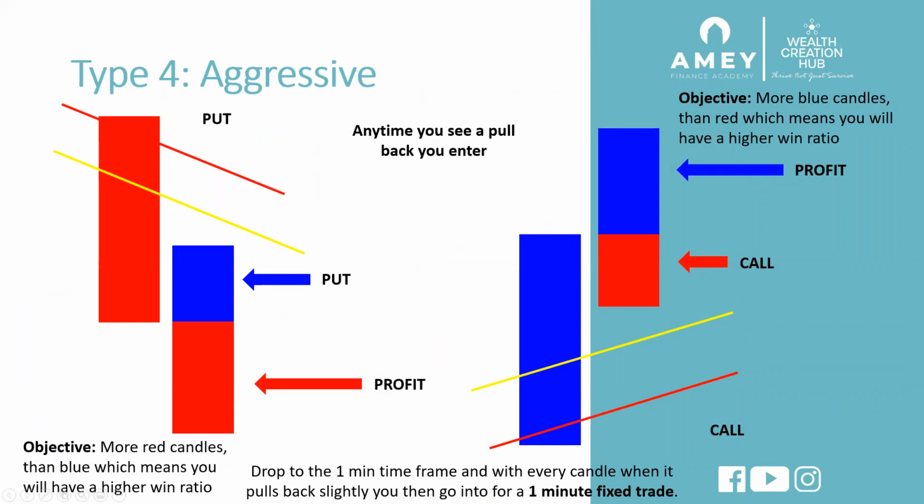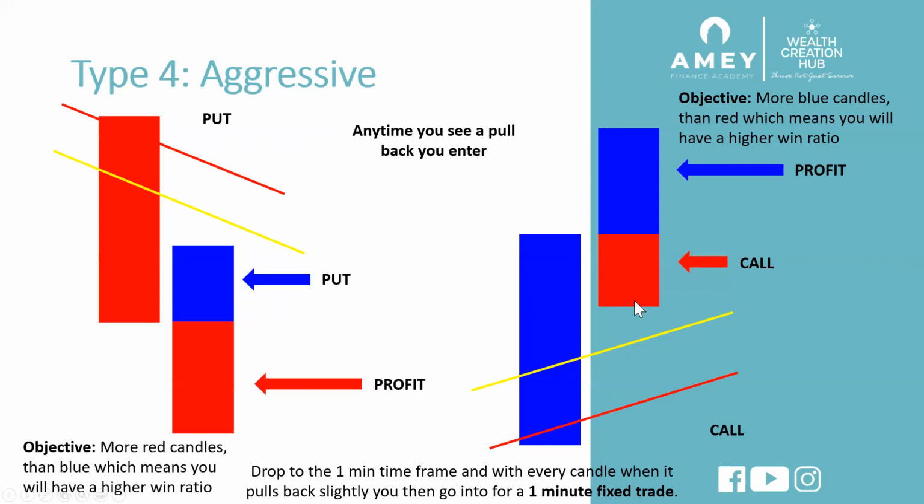Every time there's a slight pullback, you can go in for a 1-minute fixed trade. So you might go in and that's it. I've traded with people who did 60 trades when I did 4 and won. They're going a bit too aggressive, because it's 5 minutes and there are five 1-minutes in a 5-minute candle, so you could basically go in 5 times.